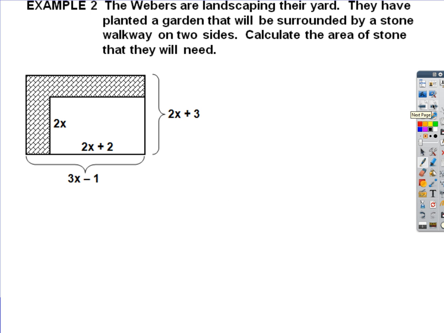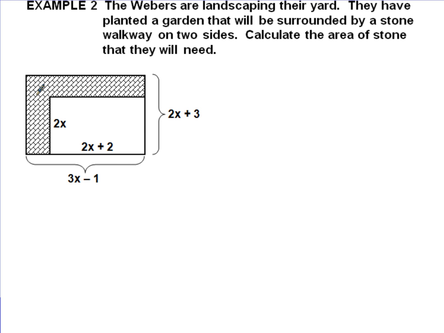For example 2, I want to find the area of this hashed region right here. This is the sidewalk. So in order to do that, first I can take the area of the entire rectangle, and then I can subtract the area of the smaller rectangle, and what is left over will be this area. So to do the area of the bigger rectangle, we're going to multiply length times width.